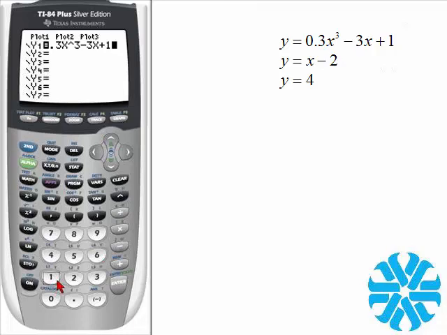The next function we're going to graph will be y equals x minus 2. So let's go ahead and hit enter to move down to the next line. So x minus 2. Alright. And for the third function, let's just simply go ahead and graph a horizontal line. So let's hit enter, and we're going to graph y equals 4. So we just put in a 4 there. We're going to graph a constant.